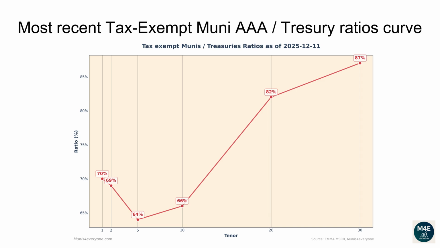The current one-year ratio is 70%. The 2 years ratio is 69%. The 5 years ratio is 64%. The 10 years ratio is 66%. The 20 years ratio is 82%. The 30 years ratio is 87%.